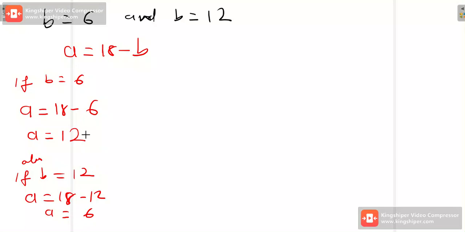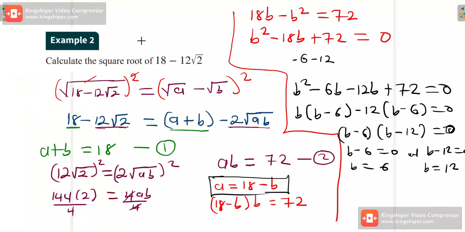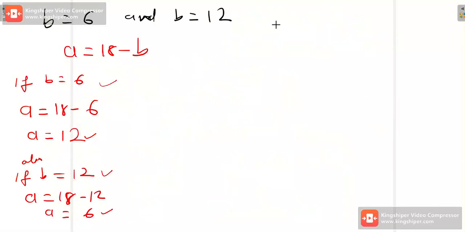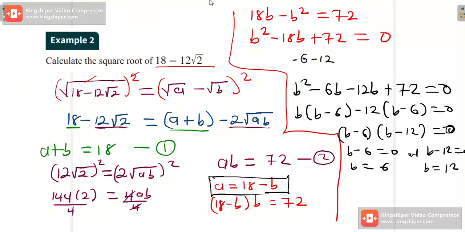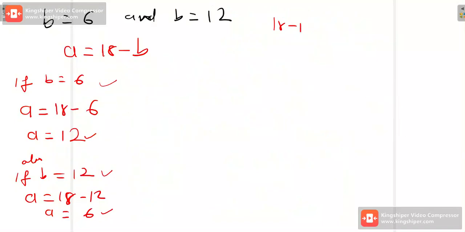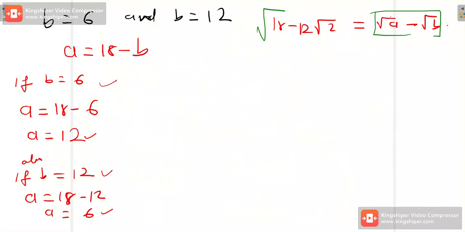So it means that a can be 12 and b will be 6, or b will be 12 and a will be 6. But remember that we are looking for the square root of this, and we have stated that the square root of 18 minus 12 root of 2 is going to be of the form root of a minus root of b. So we know that the answer is going to be this. The square root of this is going to be this. But we didn't know a and b. Now we know a and b.